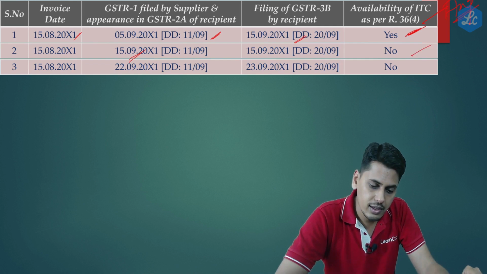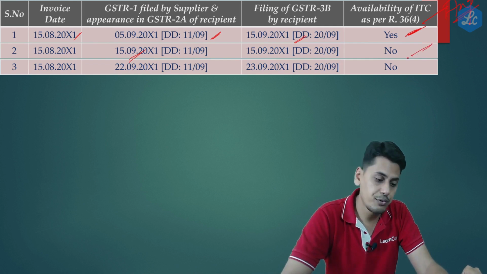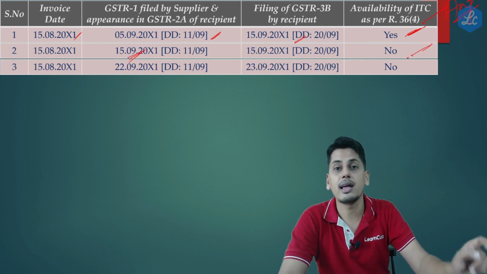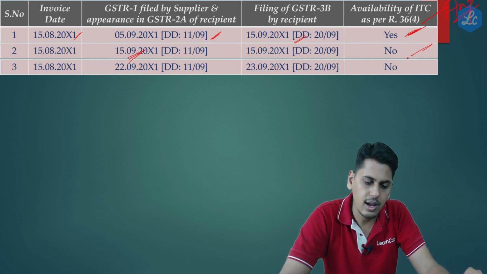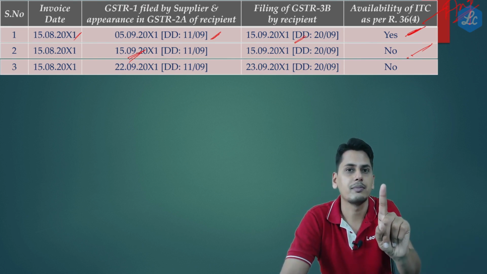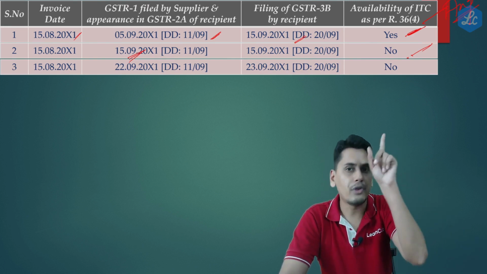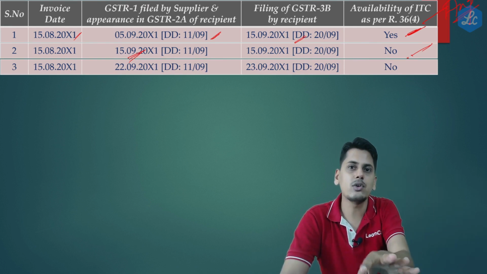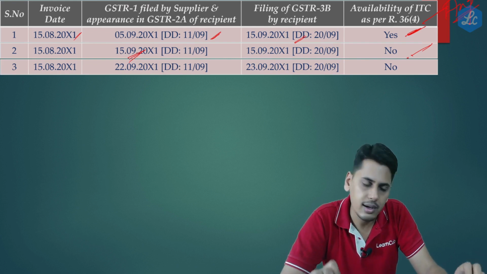So now friends, 36 sub rule 4, can I take this full input tax credit? The answer is no, because GSTR1 is filed by my supplier beyond the due date. I will not be in a position to take the credit. For the tax period August, please remember, it is not a loss to me. For the tax period August, I will not be able to take the credit. In the next subsequent period, I will be in a position to take the credit.